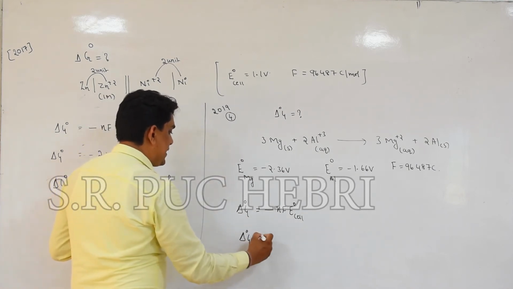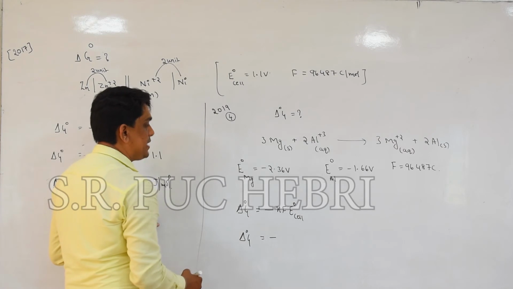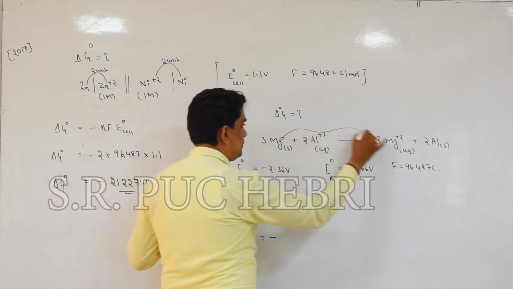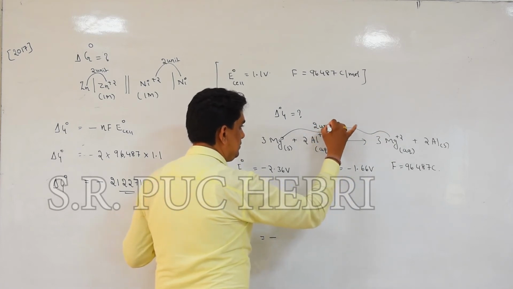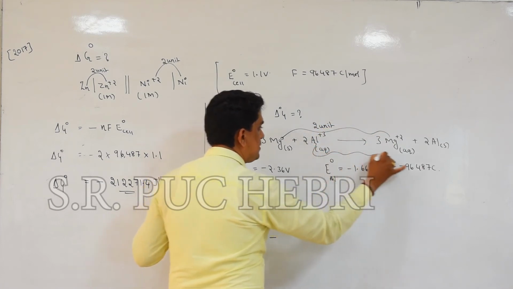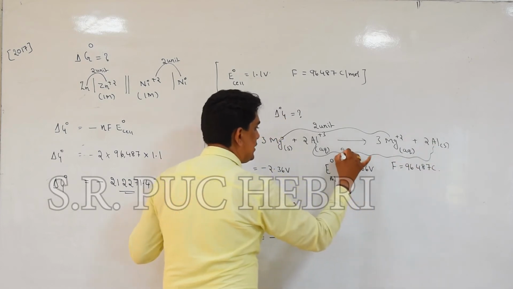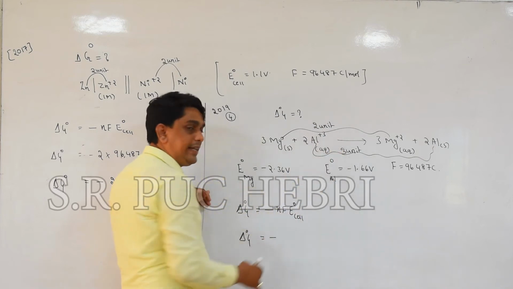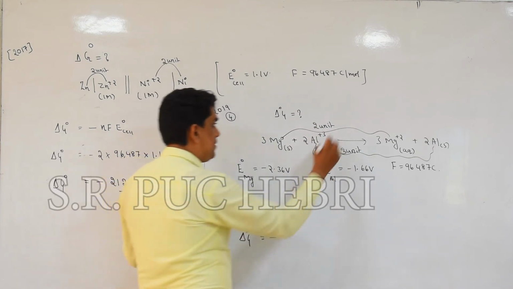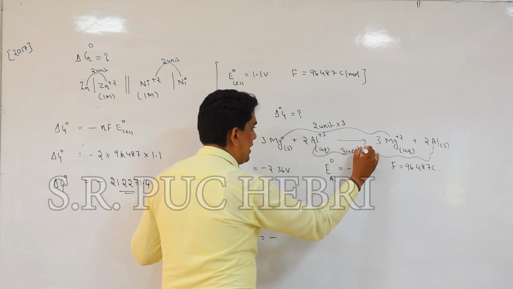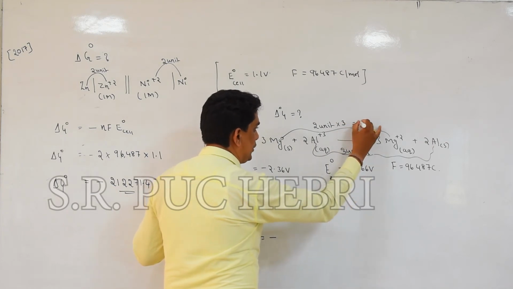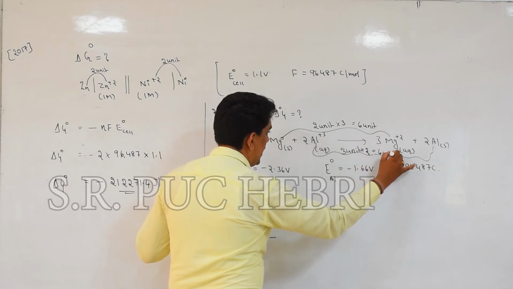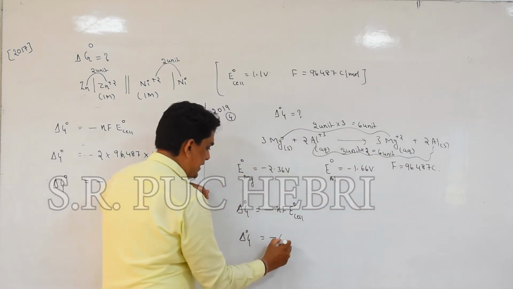ΔG naught is equal to minus... let me tell you the value of n now. See this, 0 becomes +2, it is 2 units. +3 becomes 0, it is 3 units. You can see the number of units are not equal. In order to equalize them, I need to multiply by 3 here and by 2 here. 3 2s are 6 units and 3 2s are 6 units. Now you can see the value of n is 6.